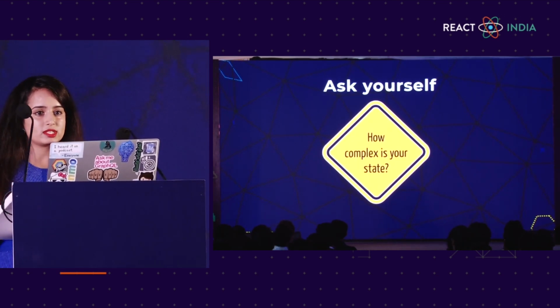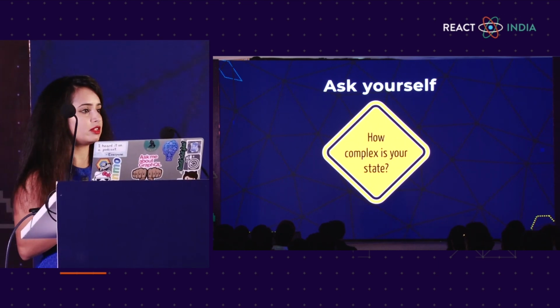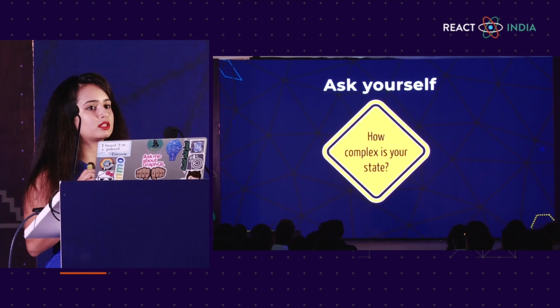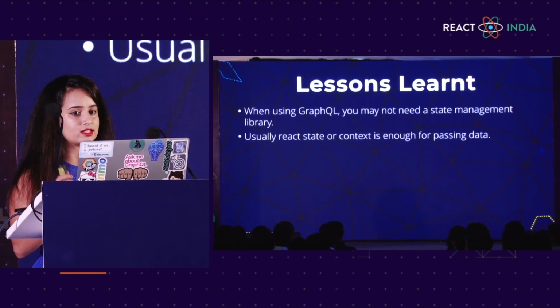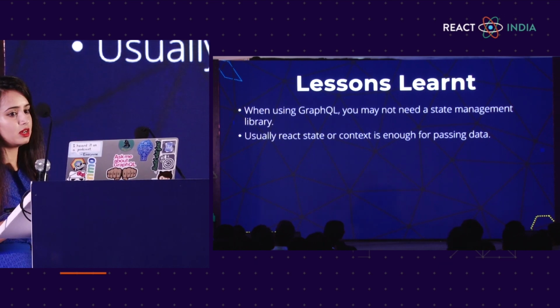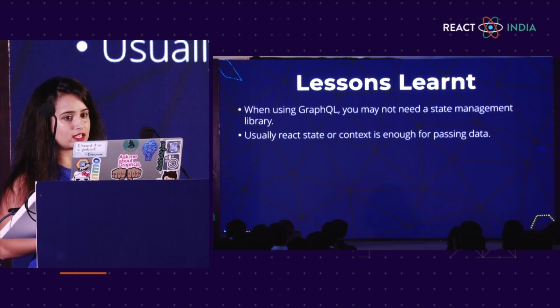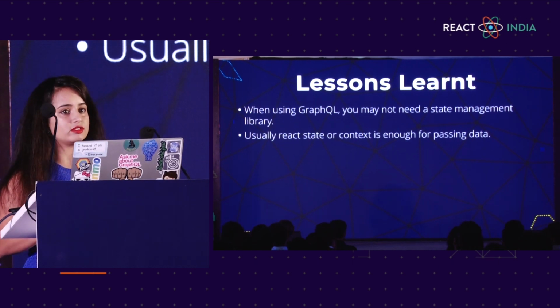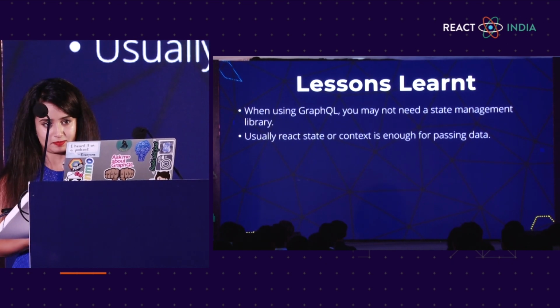And then, how complex is your state? I noticed React hooks was really helpful in the form components I was using, but think about how complex your application state is. So the lesson that we learned was, when using GraphQL, you may not need a state management solution on top of what React natively provides. And usually React state or context is enough for passing data around the application.